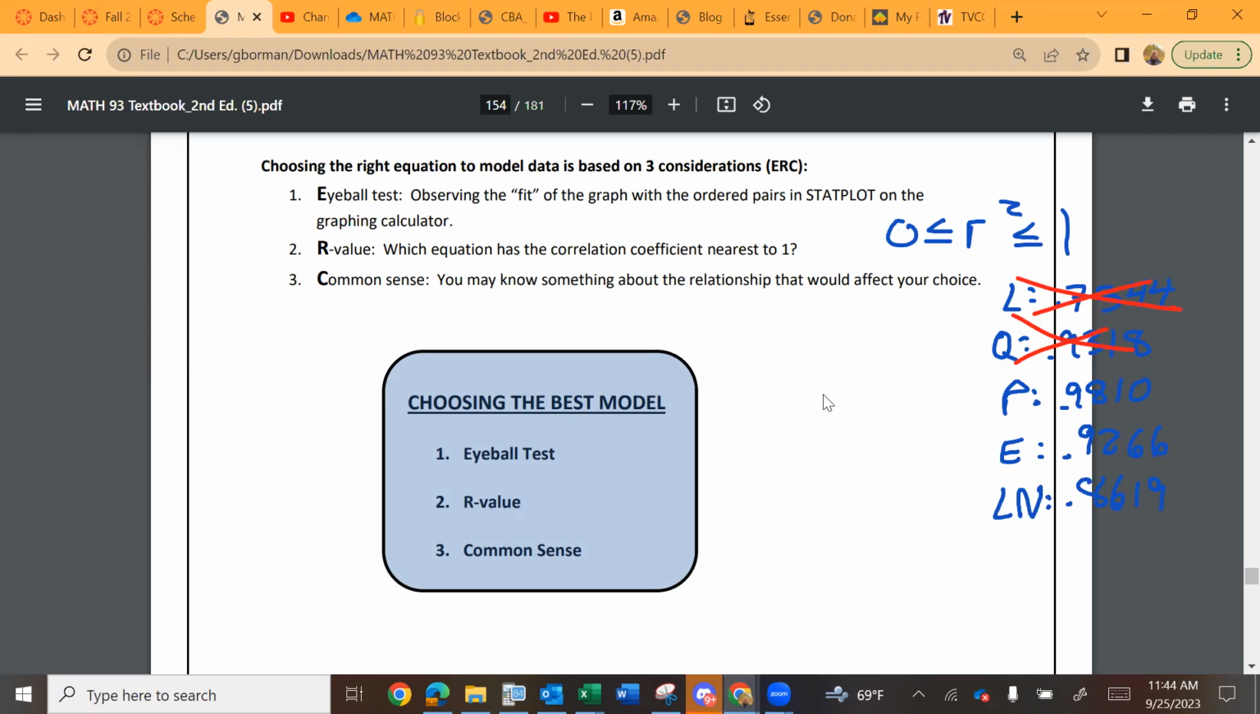Anyway, so that is definitely something you want to think about. And I've been employing that as we go along. That's how I disqualified quadratic. So the eyeball test and the R value test, they're similar. There's a lot of similarity there.